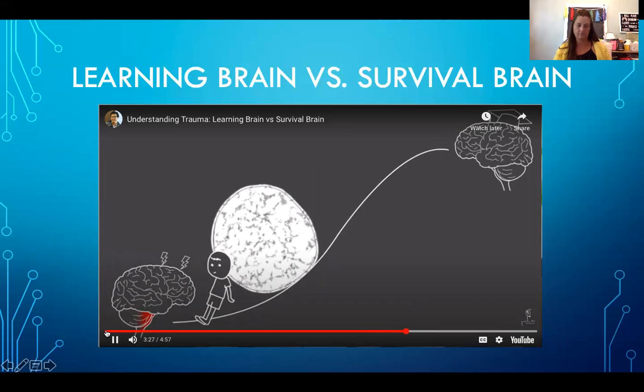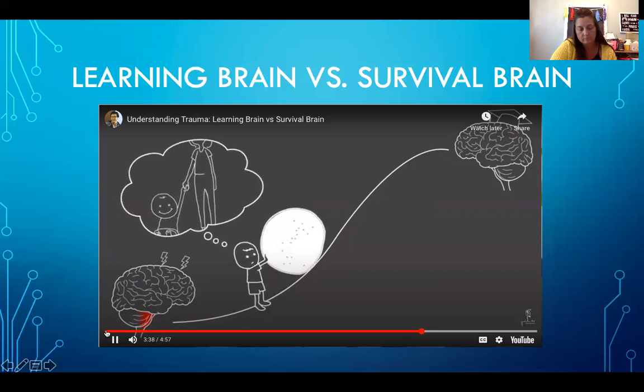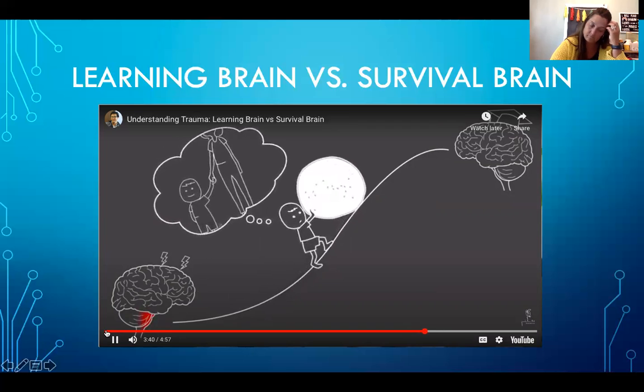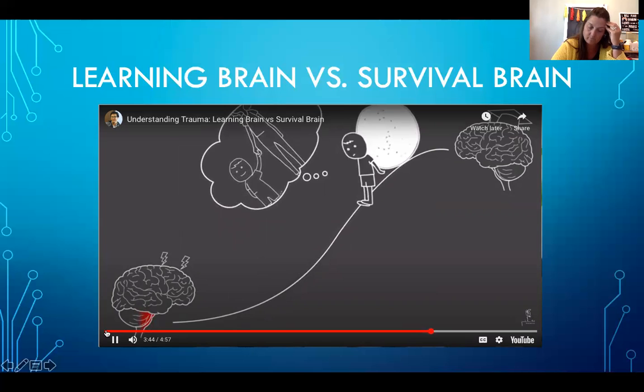Now, the good news is that the more you control stress, well, the easier it is to be in learning brain, right? Because that rock is a lot smaller. And what I really want to highlight for teachers is that the best way to keep students in learning brain goes back to why I spent so much time talking about attachment. Students best learn when they feel like they're safe and supported by the adults around them.